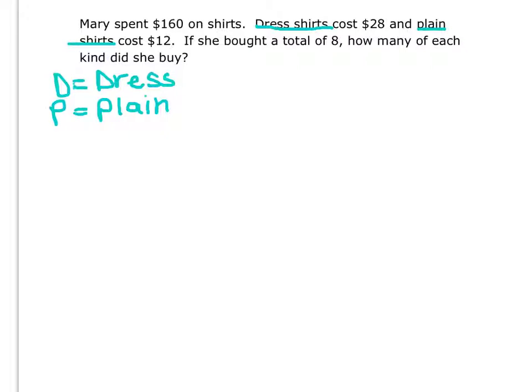Our first equation, we're going to use the fact that she bought a total of 8. So we know this equation equals 8. Now we're adding together how many dress shirts and plain shirts she bought. So we're going to add D plus P, and they should equal 8 because she bought a total of 8.